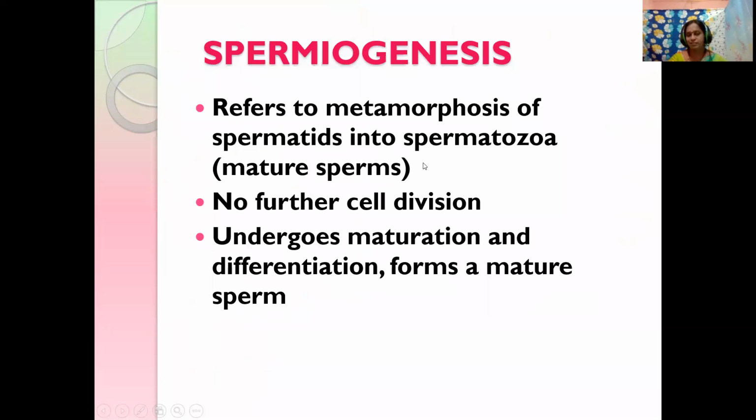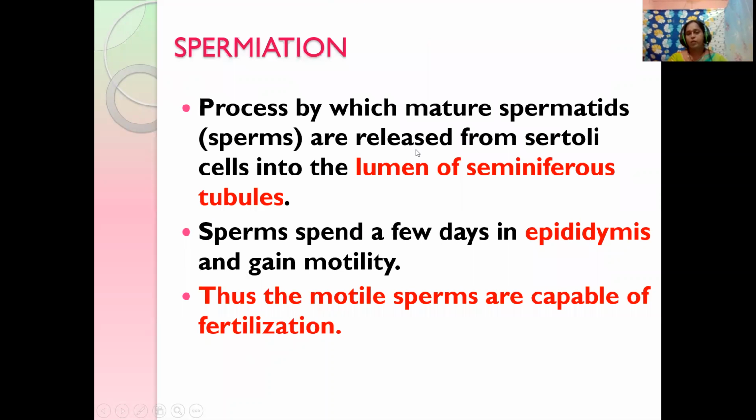Let's move to the next step, spermiogenesis. Here there is no further cell division. It undergoes differentiation and maturation to form a mature sperm. Okay, the sperm has been formed. Then it has to be released out. The releasing of the sperm is called spermiation.